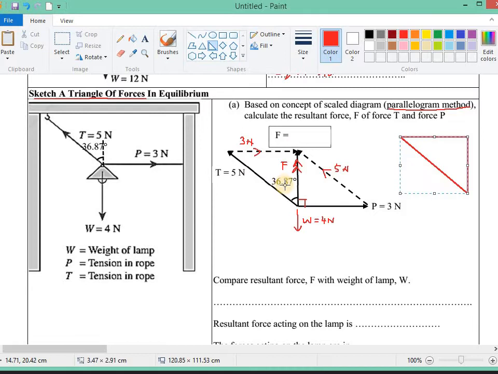Why is this triangle easier to use? Because there is already an angle inside the triangle. You see this angle, 36.87 degree, is already inside here. This is 90 degree. This is 3 Newton. This is 5 Newton. So this is the resultant force. This is 5 Newton, this is 3 Newton.